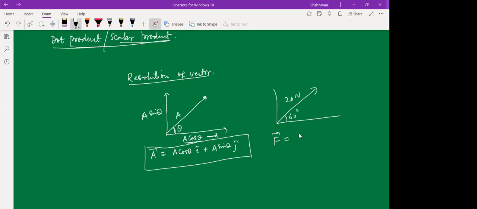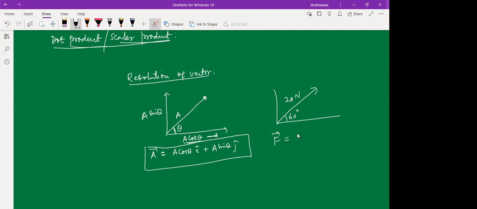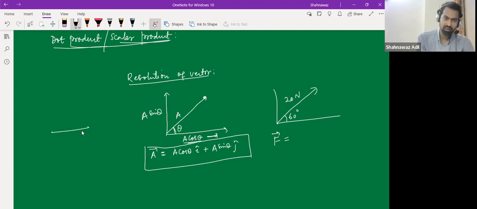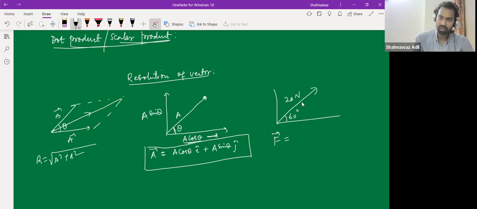Sir, first we have to take the whole root, right? A square plus B square plus 2AB cos theta. That is the resultant of two vectors. Whenever we have this kind of A and B vector and the angle is theta, then we talk about the resultant. This is the resultant. But we are talking about the resolution of a vector.